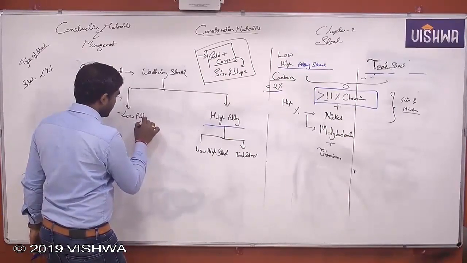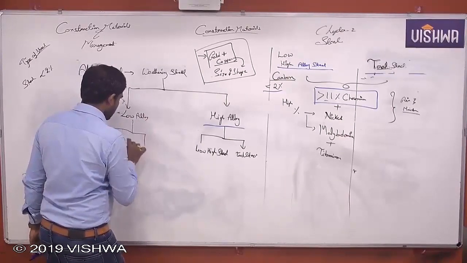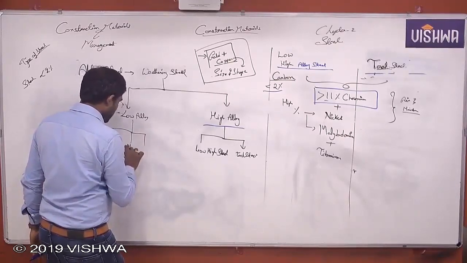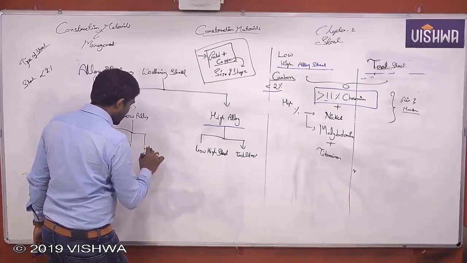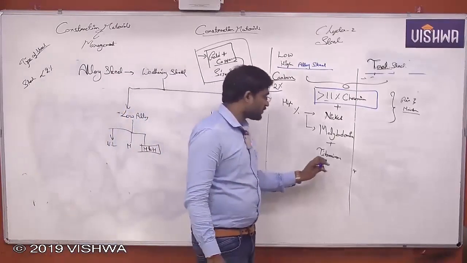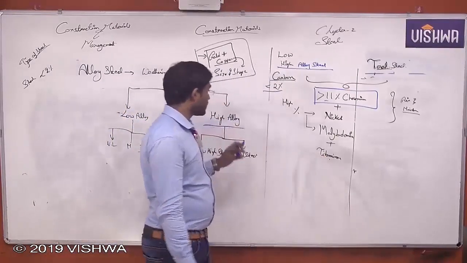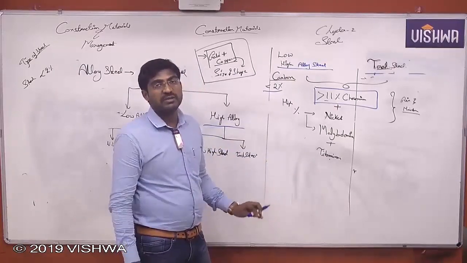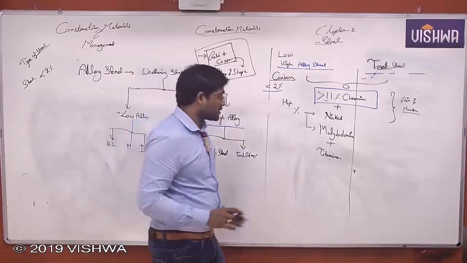If you observe low alloy, we have three different substituents: very low, medium, high to high. In high to high only we have added titanium, but in a minor state. Now we are going into gradual substituents like 0.01, 0.5, titanium less.